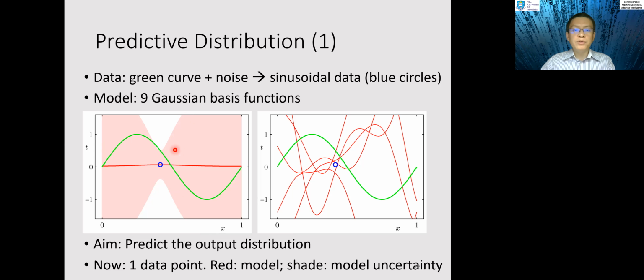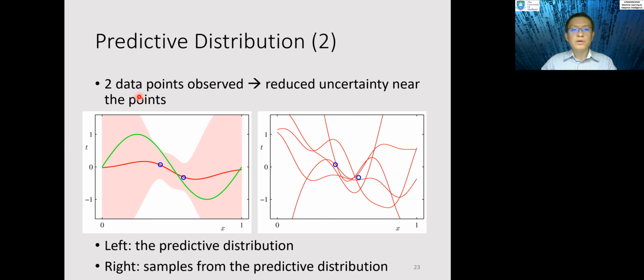And if we sample from this output distribution, we will have several instances of our model, which is a weighted combination of 9 Gaussian basis functions. We can see all these different lines tend to stay close to this observed data point at this x value over here. Suppose we have 2 data points observed, with 2 blue circles.